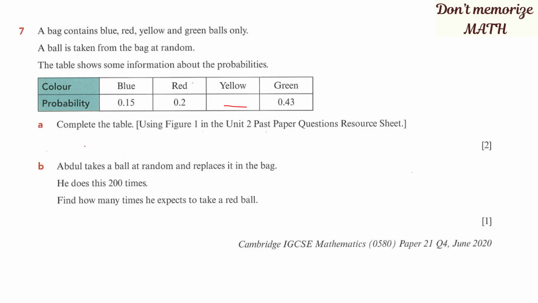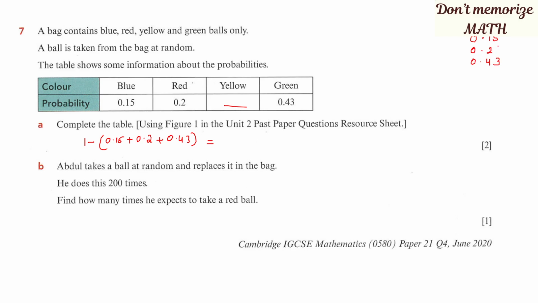So to find the yellow one, you will take 1 minus 0.15 plus 0.2 plus 0.43, because the total probability is always 1. So if you don't know how to add them, 0.15, write all the decimals in the same place. Okay, so the next number is 0.2, the next number is 0.43.